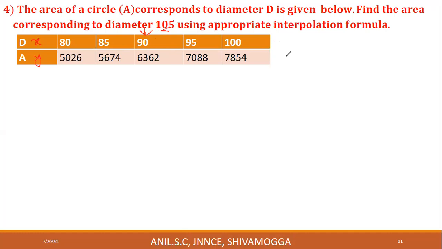For the backward interpolation formula, first construct the difference table. One column for x.